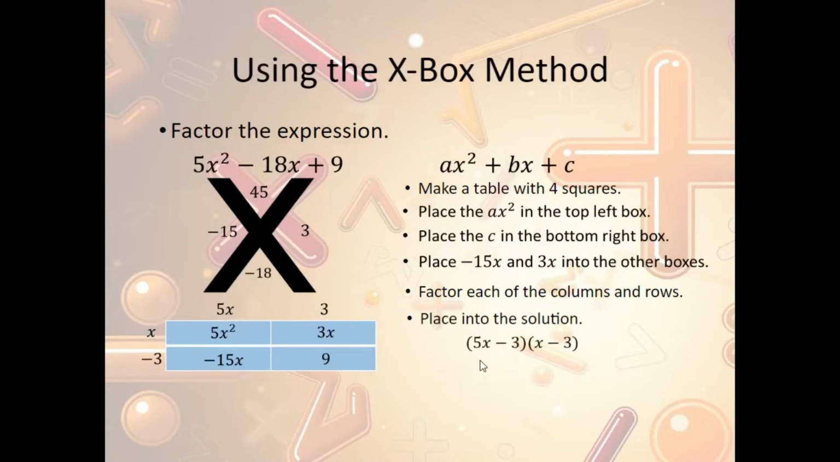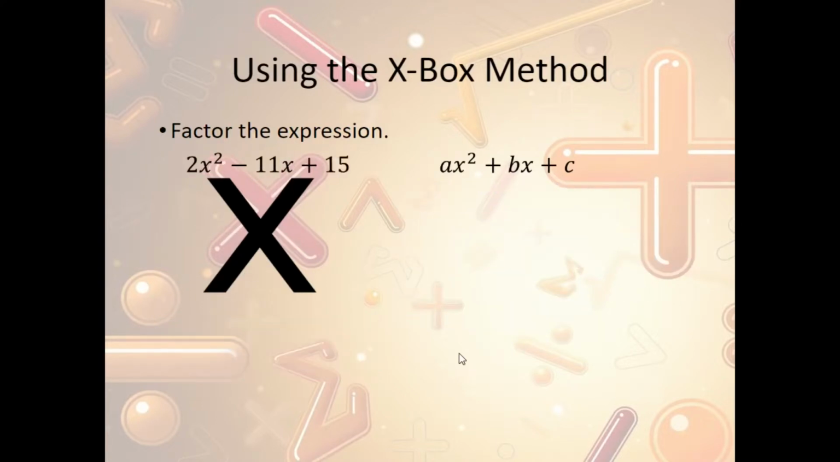And now we're just going to check the signs to make sure they're correct. We know that the signs need to match, since the 9 is positive, which they do here. And we need to make sure that we add up to be negative 18. So this is 5 times negative 3 is negative 15. Minus 3 is negative 18. So we did it correctly.